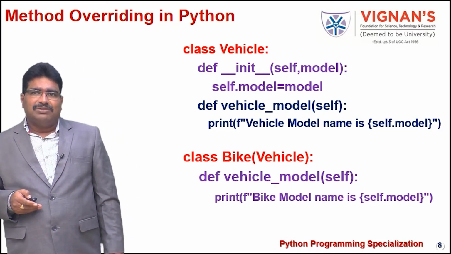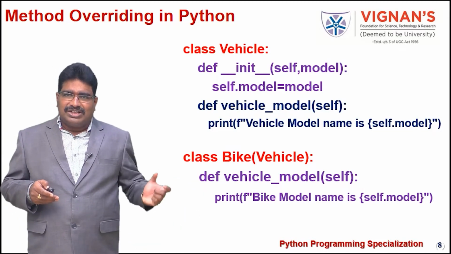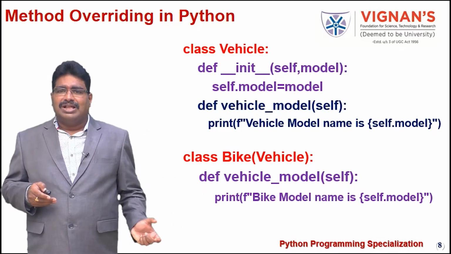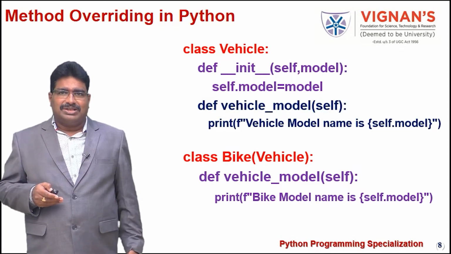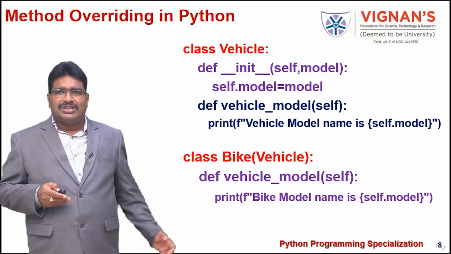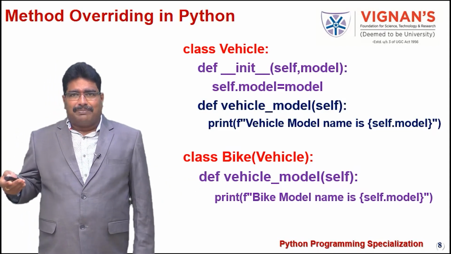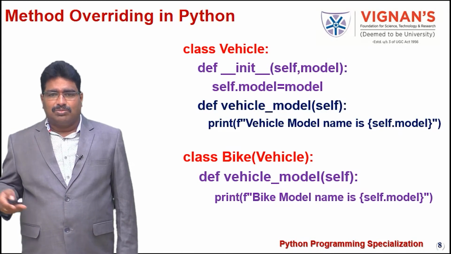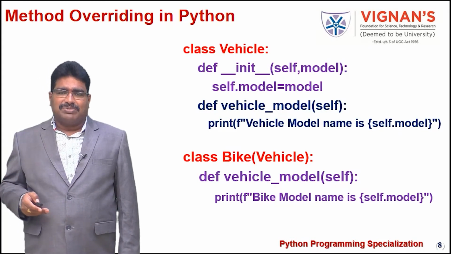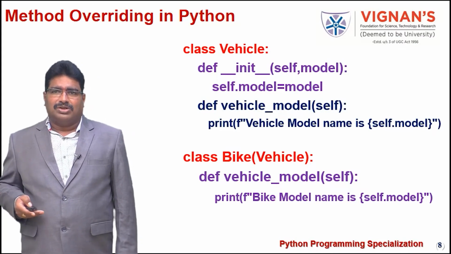And we want to define the vehicle model. That is nothing but method overriding of vehicle model, because vehicle model is also available in the vehicle class, and we want to define it again in the bike class. So it is method overriding. In that one, we want to display the bike model name is self.model. In the parent class, we display the vehicle model name, but here in the derived class bike, we want to display the message bike model name is the name of the particular model.